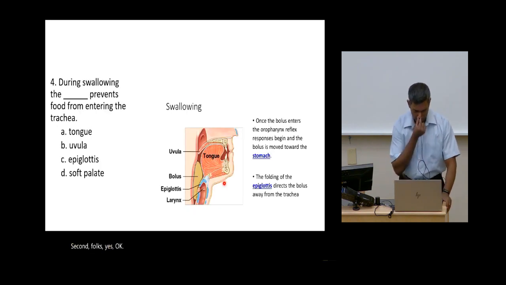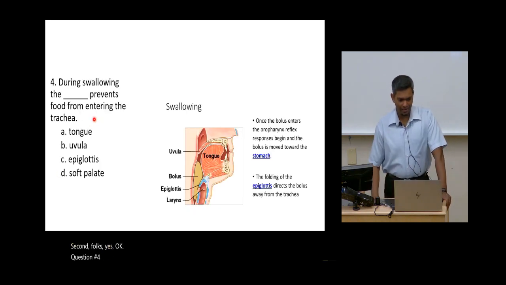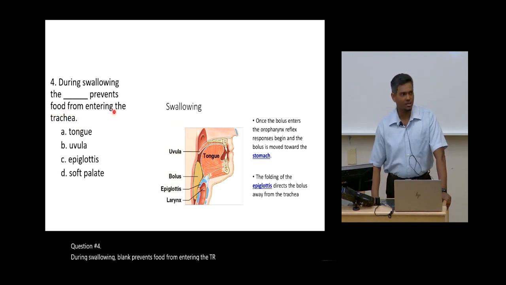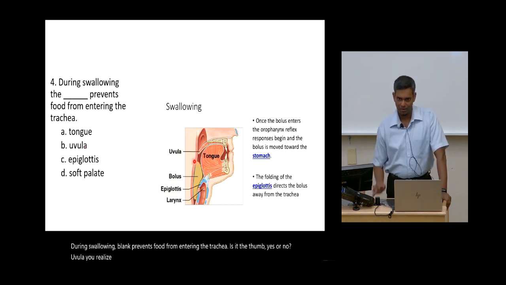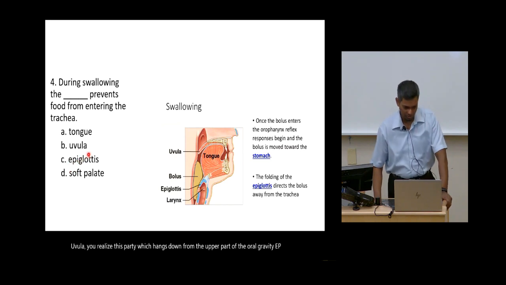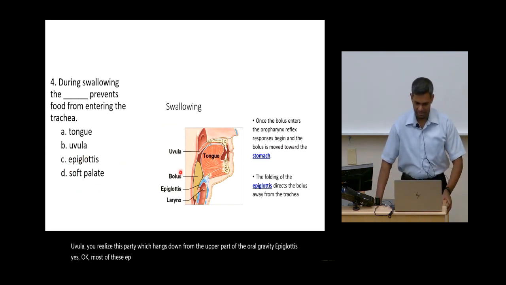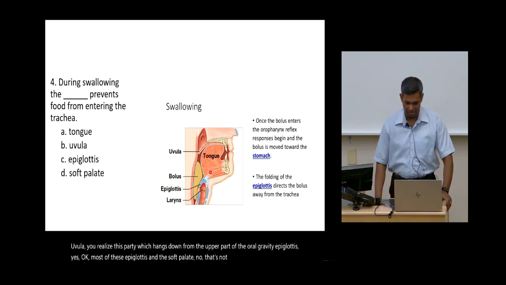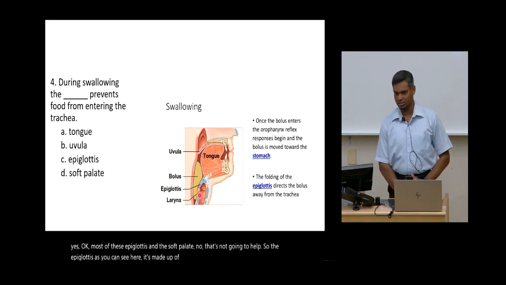Question number 4. During swallowing, blank prevents food from entering the trachea. Is it the tongue? Yes or no? No. Uvula is this part here which hangs down from the upper part of the oral cavity. Epiglottis? Yes? Okay, most of you said epiglottis. And the soft palate? No, that's not going to help. So the epiglottis, as you can see here, is made up of what cartilage?